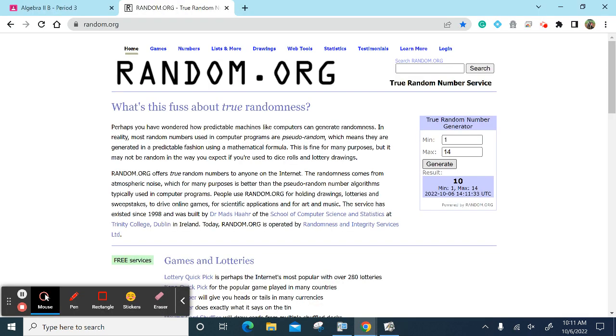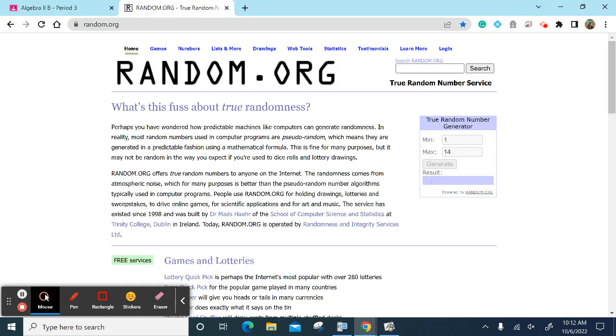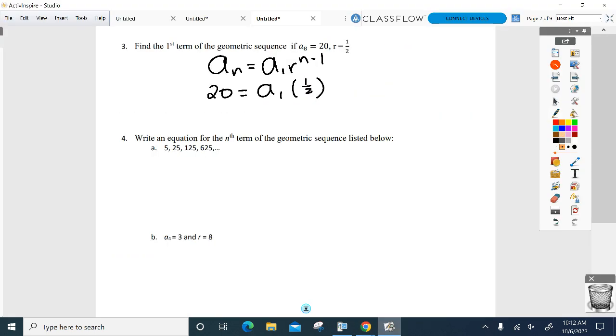How about the R value? 1/2. What do I have to plug in for that n now? That relates to the 20. What am I plugging in for the n value? 8. Good. The 20 is the 8th term, minus 1. All right, let's go to work. You guys are doing great today. Awesome.